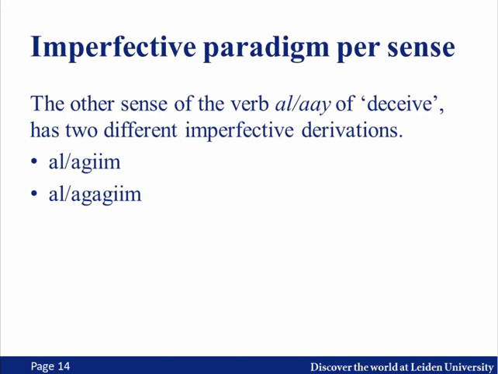So here the first imperfective for to deceive would be al-agim and al-agagim. The g is actually the historical origin of this y in al-ai. So these are old forms that still exist and are used only for the lexicalized form of al-ai. Interesting complexity that for the same verb in different senses, you get different paradigms in the imperfective area.